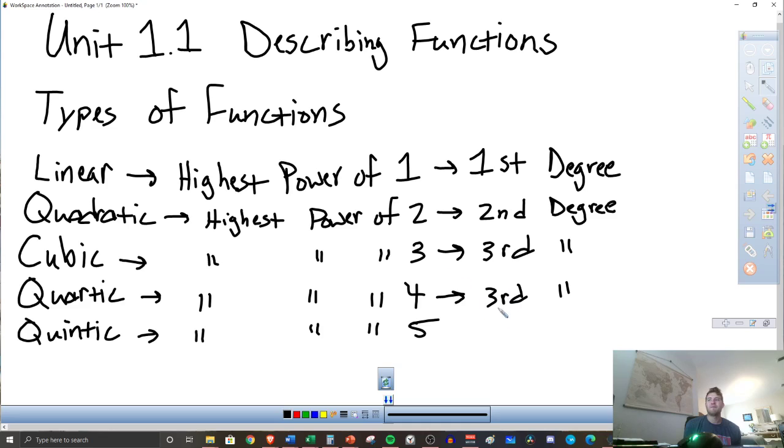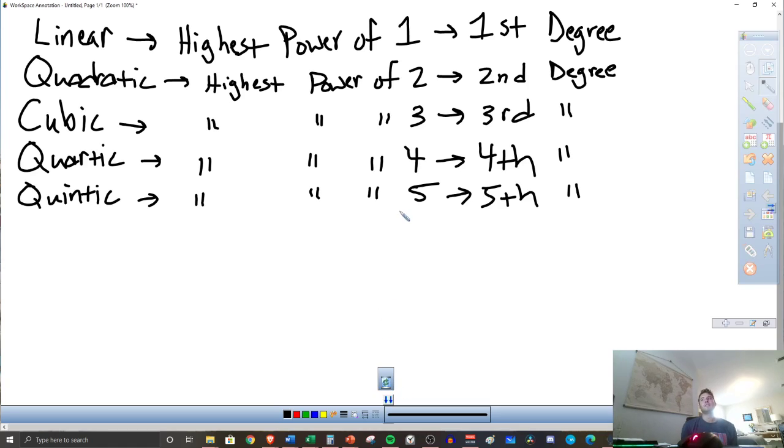Sorry, I wrote third here, but that's 4th degree. And then 5th degree. All right. So what about all the other functions? That's as much as we're going to write there. So if you see a quadratic, you can call it a 2nd degree polynomial.